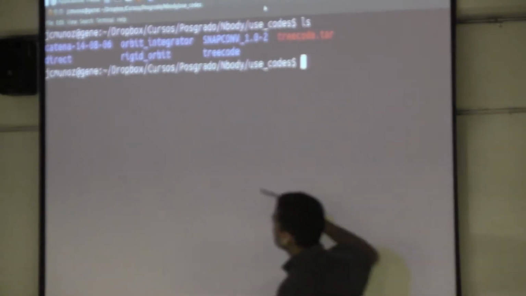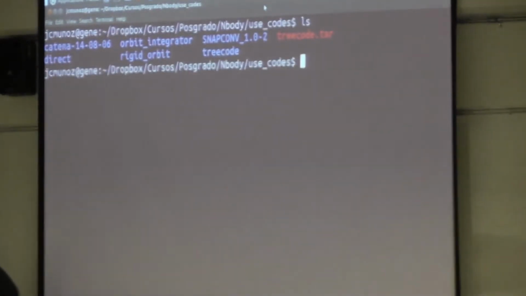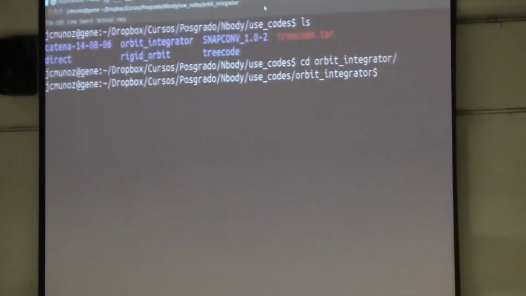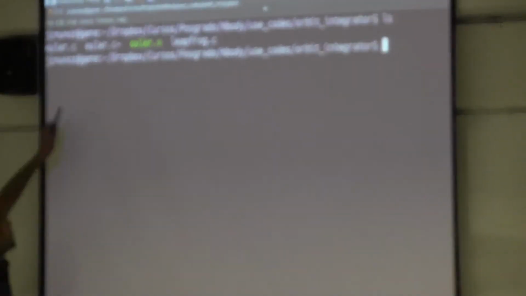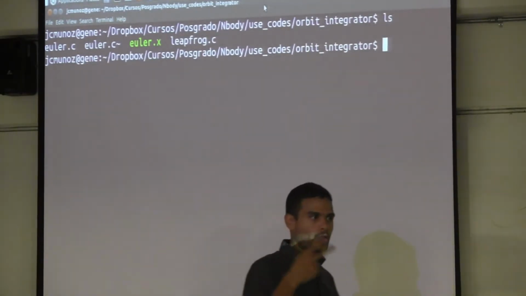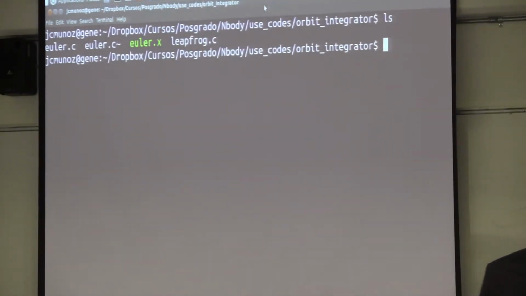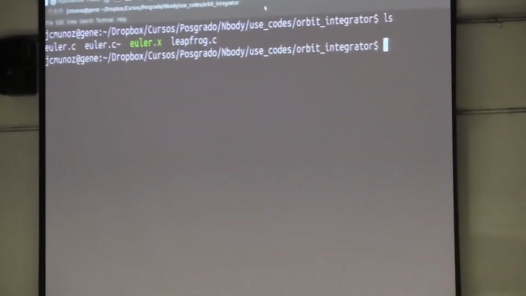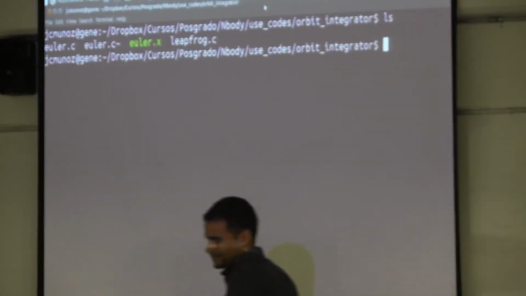Then, let's go first to this folder. So, cd orbit integrator. If you go and say cd orbit integrator, you will see there are some files inside. Particularly, I want you to look at this Euler.c and leapfrog.c. Those are the codes. As you can see, I'm quite an old-fashioned guy, and I don't program in Python. I'm programming in C, because I can parallelize them here.